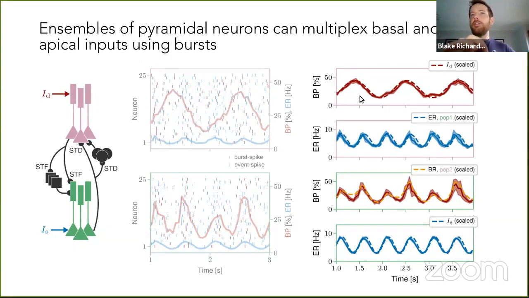And this is just an illustration of that over multiple runs averaged across time. And what you see is, again, the event rate being encoded both in these cells and these cells, the event rates encoding this signal and the burst probabilities containing information about this signal.